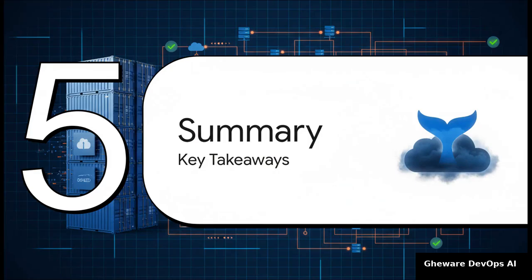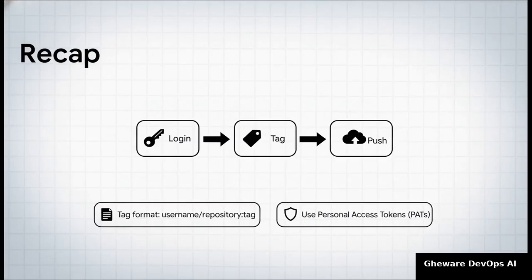All right, let's bring it all home and quickly recap the most important things we've covered. So, to sum it all up, think of Docker Hub as the GitHub for your images. The workflow you need to burn into your brain is login, tag, and then push. That image naming format, username/repository:tag, is absolutely required. And please, for better security, use those personal access tokens instead of your main password.